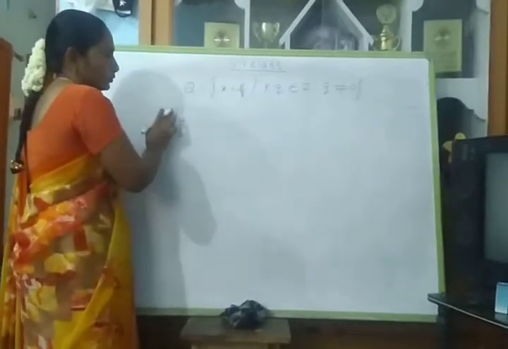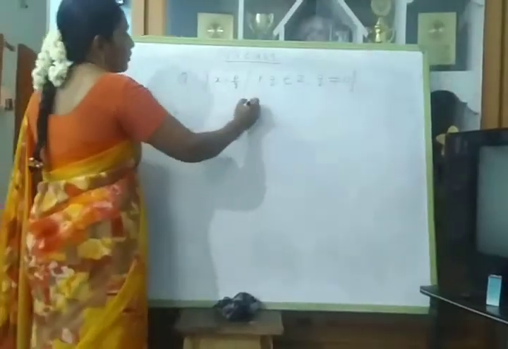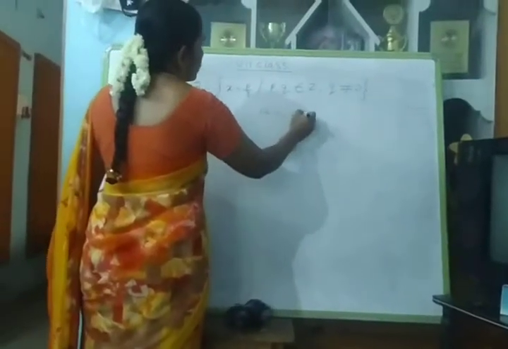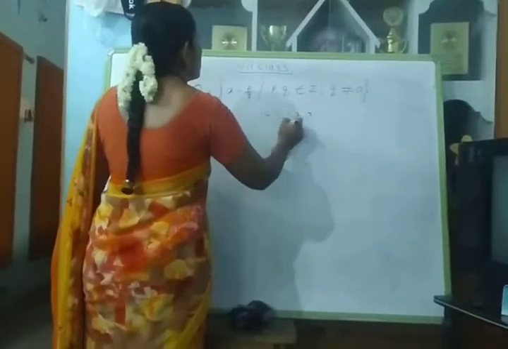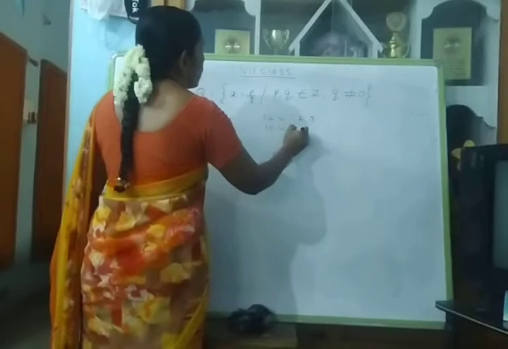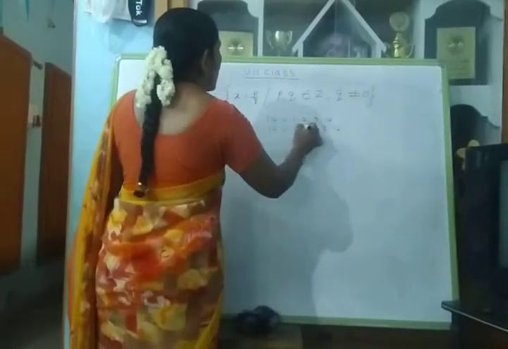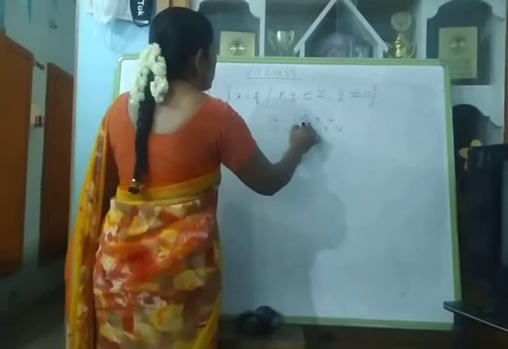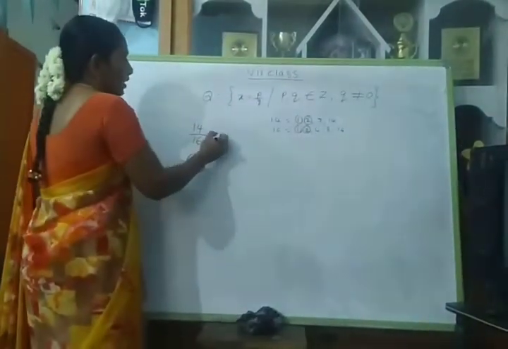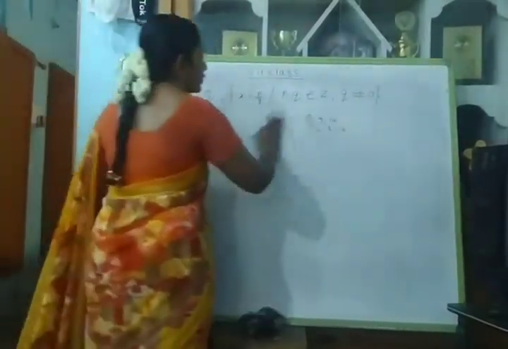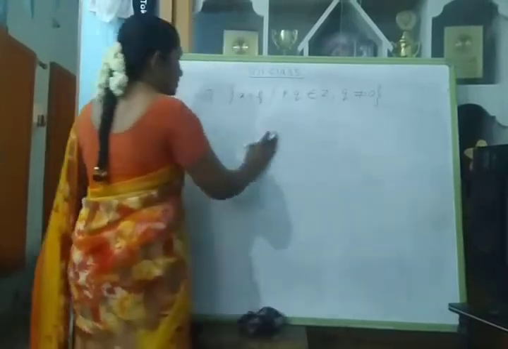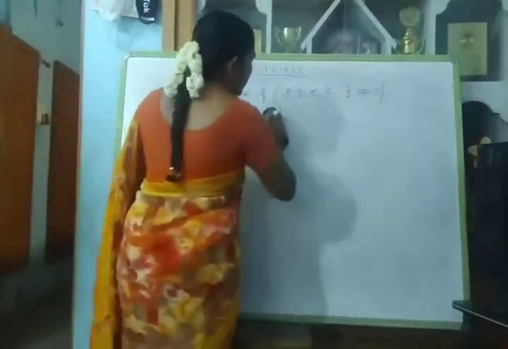So here, if you write the factors, 1, 2, 7. Here 16: 1, 2, 4, 8, 16. So there is a common factor more than 1, so these are not in standard form. Or you can find the HCF also. If the HCF is 1, then they are in standard form.